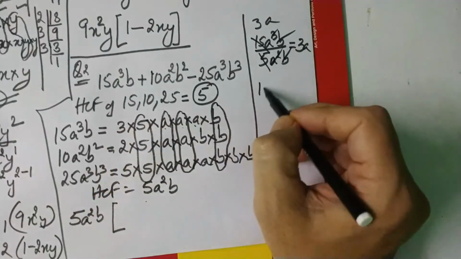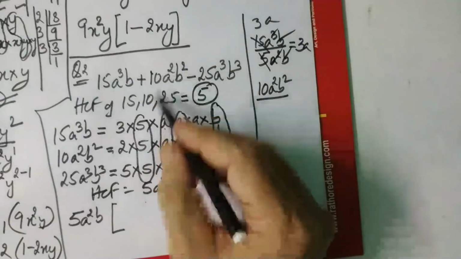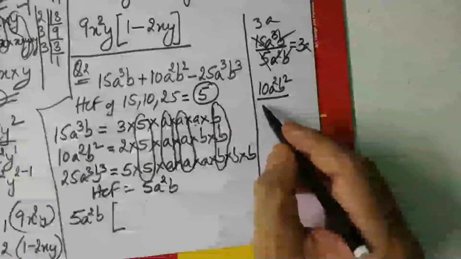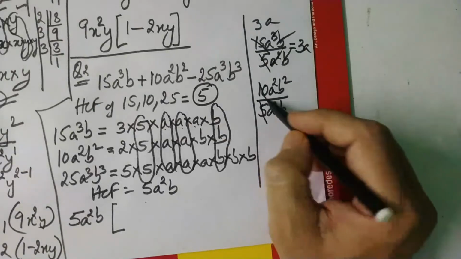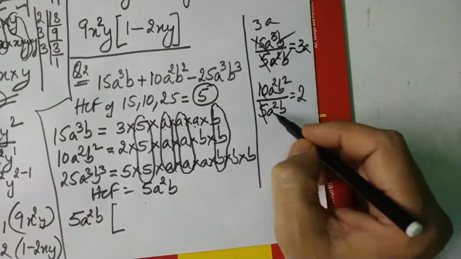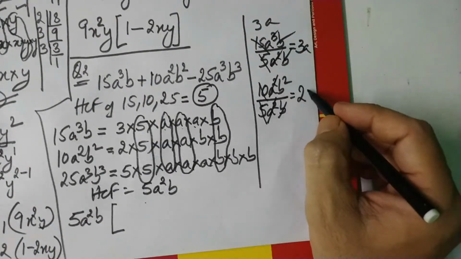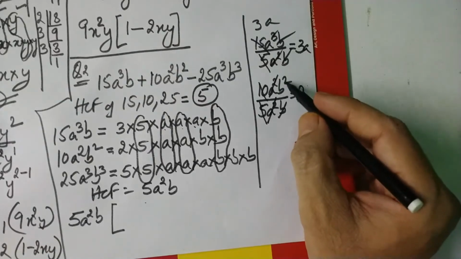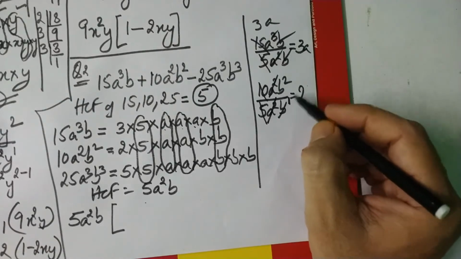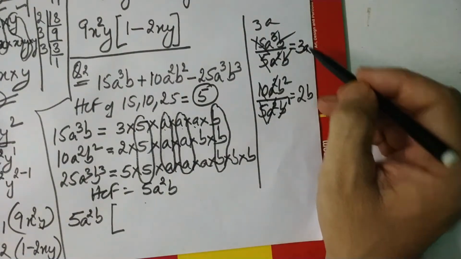Second number is 10A square B square. This will be divided again by the HCF, 5A square B. Now when you divide, 5 will divide, it will become 2. A square and A square will cut. B and B will become B. So A square and A square becomes 2 minus 2, 0. B, 2 and 1. You must know exponents. So 2 minus 1 will become B.